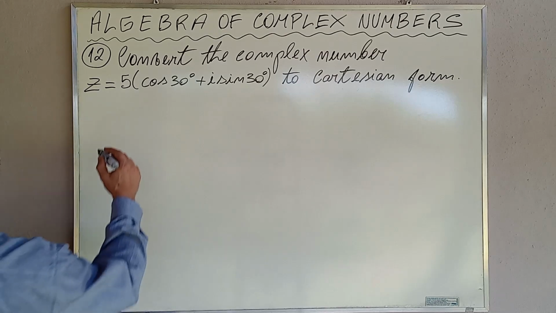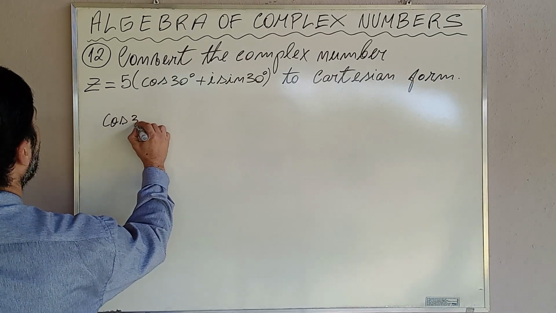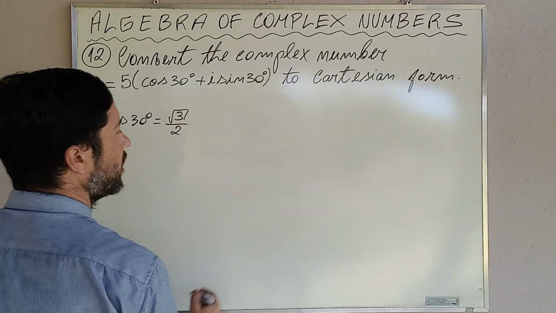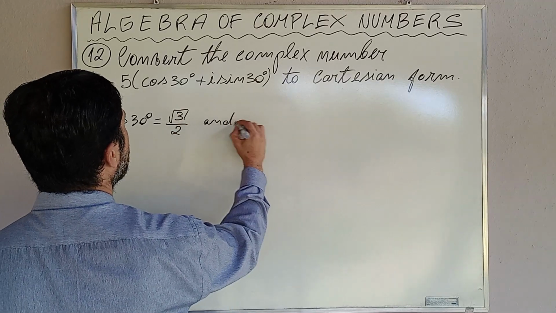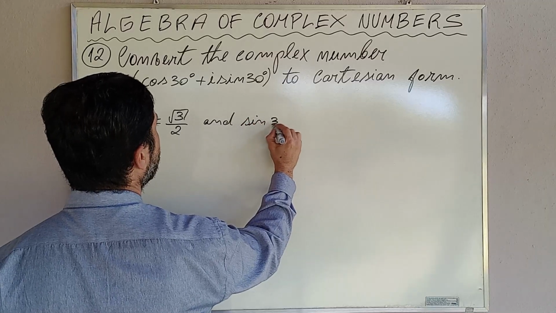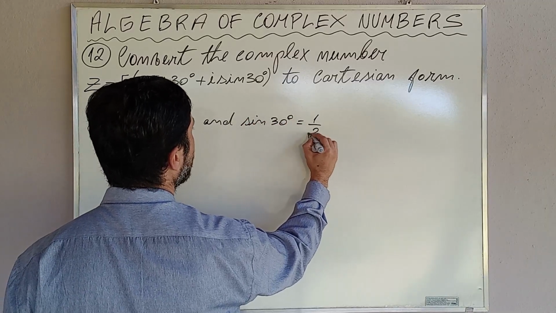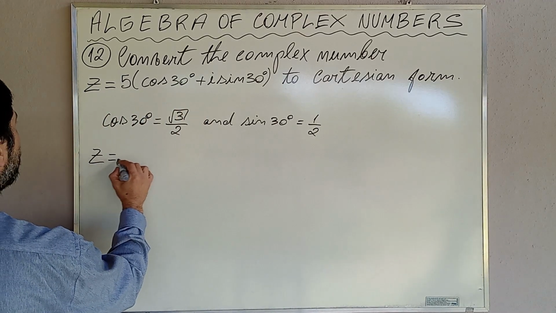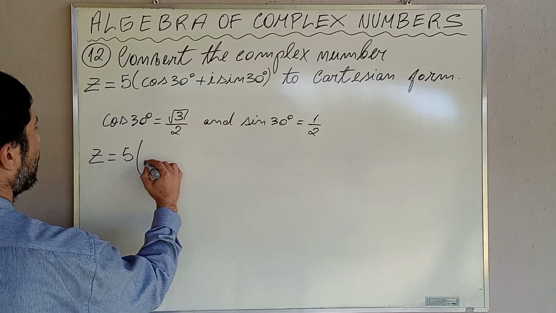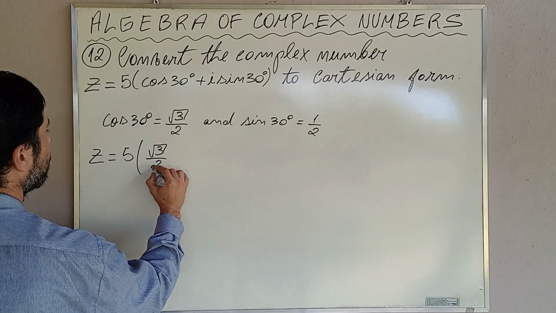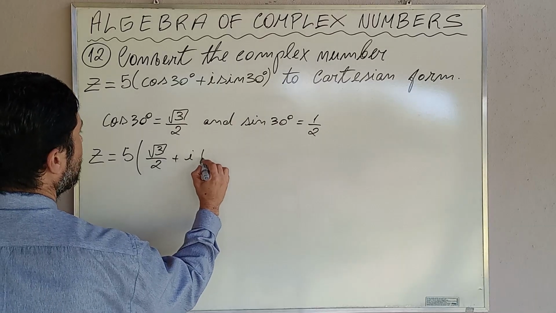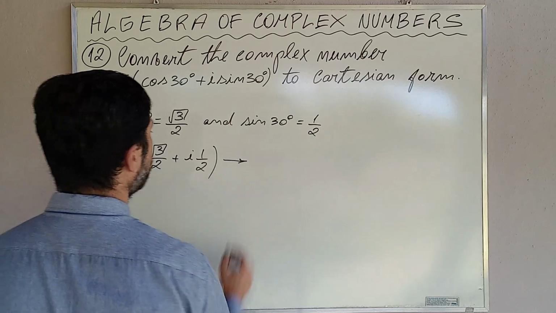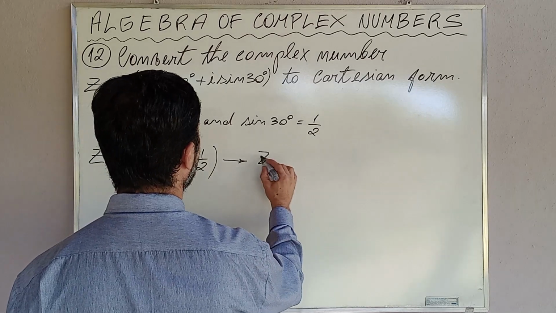Considering that the cosine of 30 degrees is equal to the square root of 3 divided by 2, and the sine of 30 degrees is equal to a half, the complex number thus becomes z is equal to 5 times the square root of 3 divided by 2 plus i times a half. In this way, we find the solution of the problem.